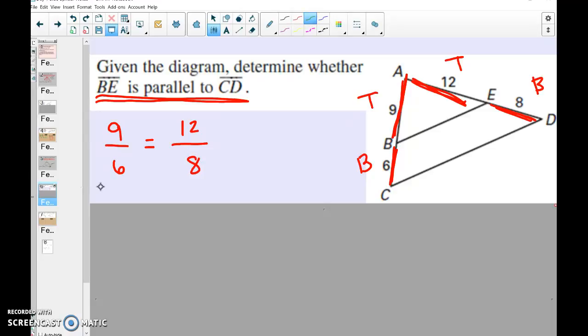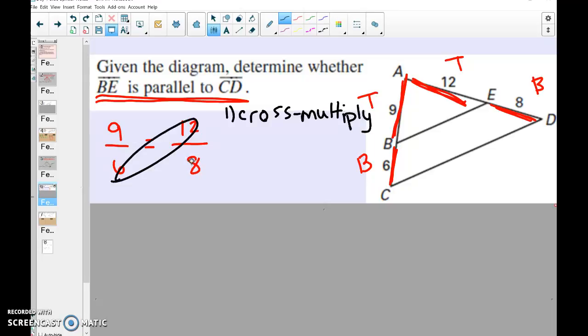Now actually there's a couple ways you can tackle this. One is our cross multiplying way. Cross multiply. Alright, so if I circle my two ways, 9 times 8 gets me 72. And on the other side, 12 times 6 also gets me 72. Awesome. Since they equal each other, that tells me that we're good. We're proportional, therefore we're parallel. So that's one of the ways you can go about doing it.